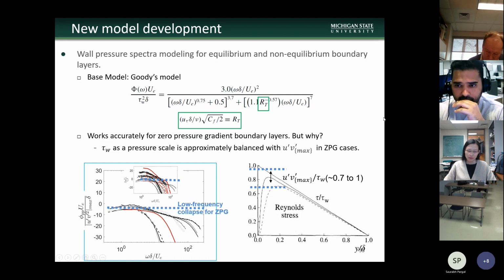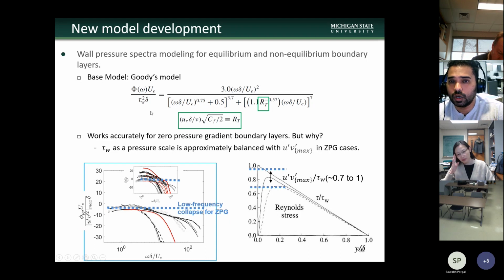And one of the main reasons, one question I had was that it worked accurately for all of these equivalent boundary layers, but my question was why it is working for them, right? So if we calculate the Reynolds stresses and normalize with the wall shear stress, the local maximum Reynolds stress is practically equivalent to the wall shear stress. It's around 0.7 to 1. So it's approximately the same magnitude when it comes to zero pressure gradient turbulent boundary layers. That's why this pressure scaling worked for Goody's model for these particular zero pressure gradient turbulent boundary layers.